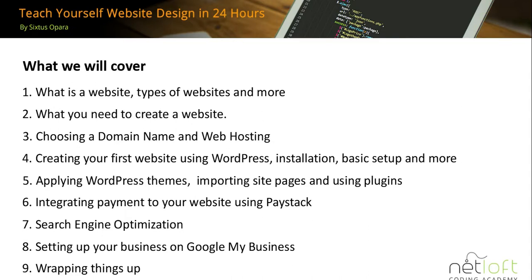Welcome back. Now, if we look at our course outline, we see that we are done from 1 to 6. We've looked at what a website is, what you need to create a website, choosing a domain name and web hosting, creating your first website using WordPress, applying themes, and integrating payment. So now we're on the 7th item of our course, which is search engine optimization.